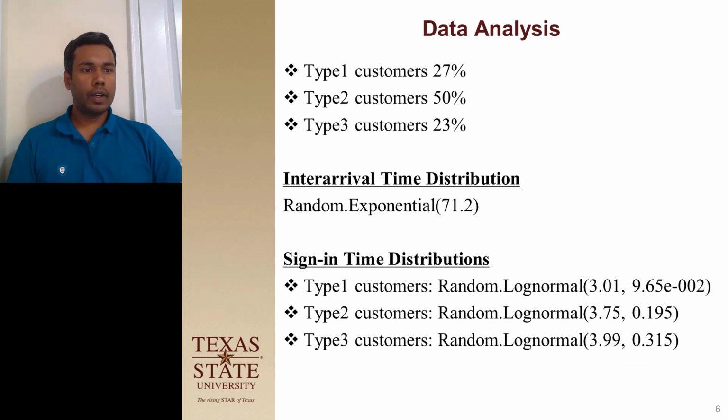Now the data analysis. We found that among total customers, 27% are type 1 customers, 50% are type 2 customers, and 23% are type 3 customers. We also found the sign-in time distribution of the various types of customers as follows. The sign-in time distribution of type 1 customers was log normal with mean of 3.01 and standard deviation of 9.65 × 10^-2. The sign-in time distribution of type 2 customers was log normal also with mean of 3.75 and standard deviation of 0.195. And finally, the sign-in time distribution of type 3 customers was log normal as well with mean of 3.99 and standard deviation of 0.315.